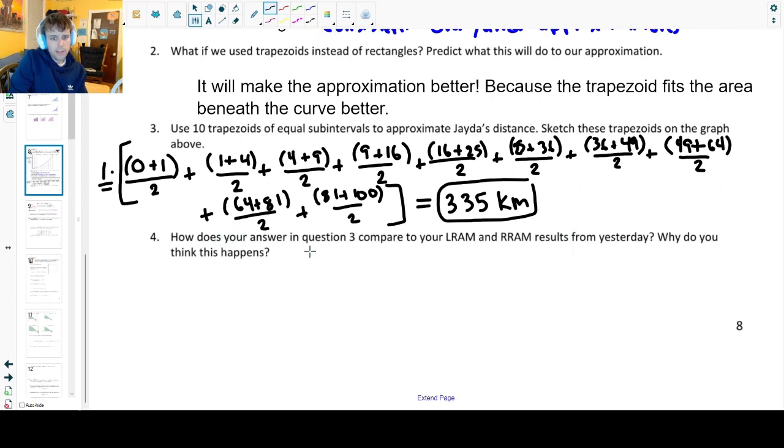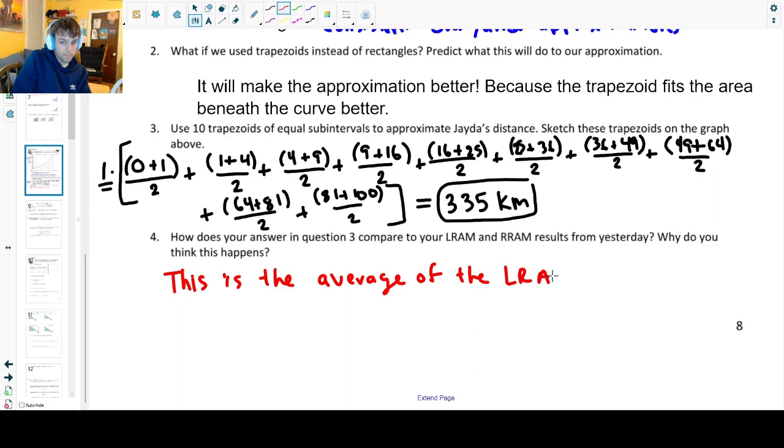Cool. So how does your answer in question 3 compare to your LRM and RRAM results from yesterday? Much closer to the right answer, basically, right? But more specifically, this is actually an exact average of the LRAM and RRAM from yesterday. Exact average.